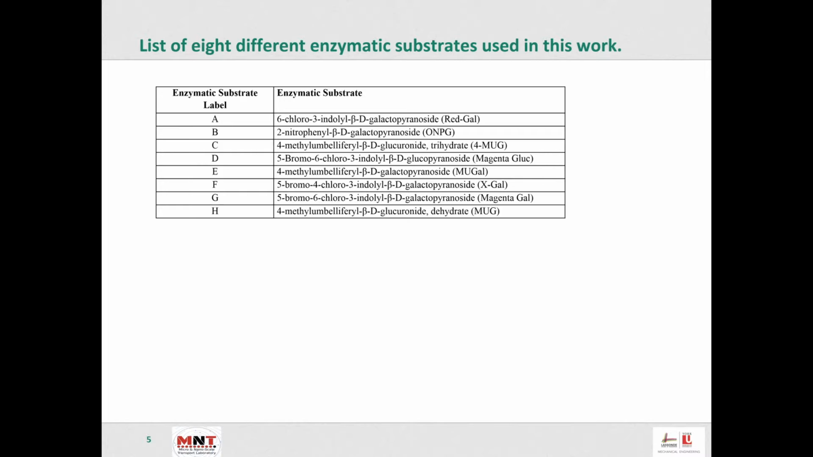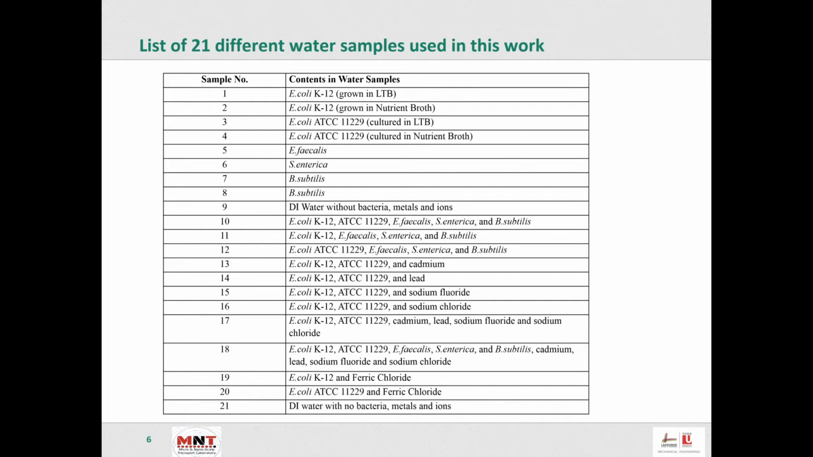So we look at all this time. We said, well, let's not restrict only to Red-Gal or MUG. Let's look at all various kinds of enzymatic substrates that can be used. We looked at 21 different water samples. So it will have various E. coli, some other strains of microbes, and we also realized that real water will not only have E. coli but also metal contaminants.